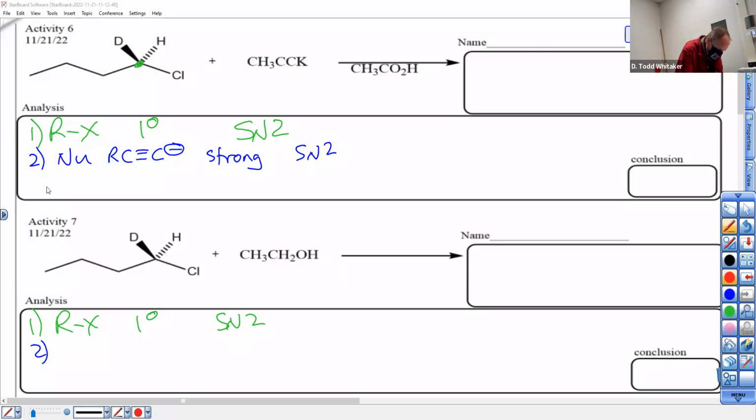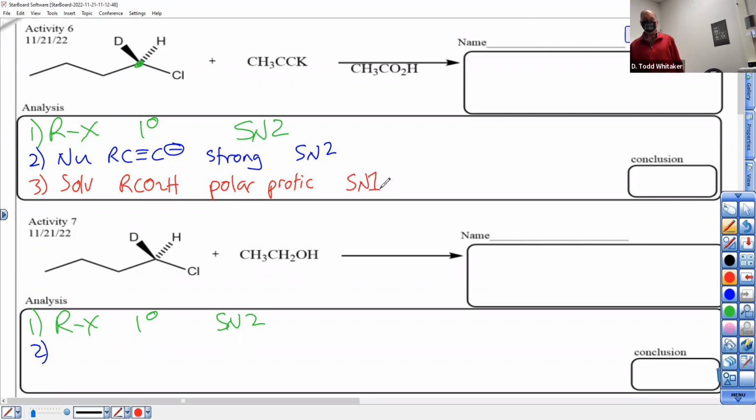3, solvent. RCO2H. Polar product, PP. Oh, guys, if you're going to use those short forms, you have to define them, okay? Polar product, you just slowed down your SN2. You can't change your conclusion on your SN2. If you try to make a primary cation do an SN1, you're in for a surprise. It's not gonna work.